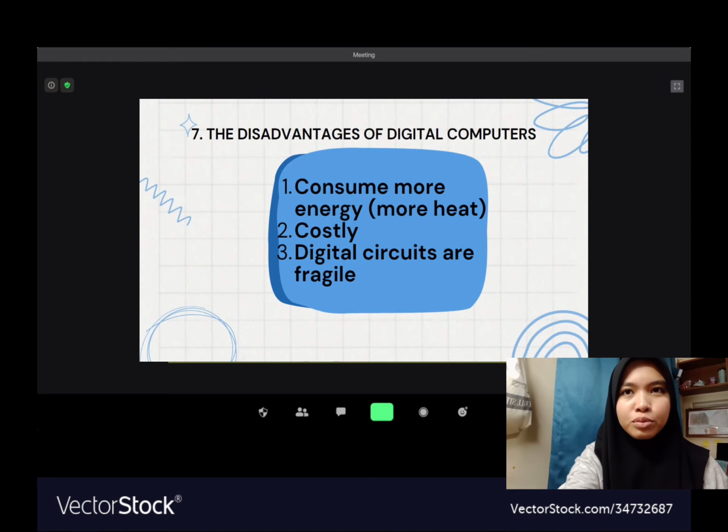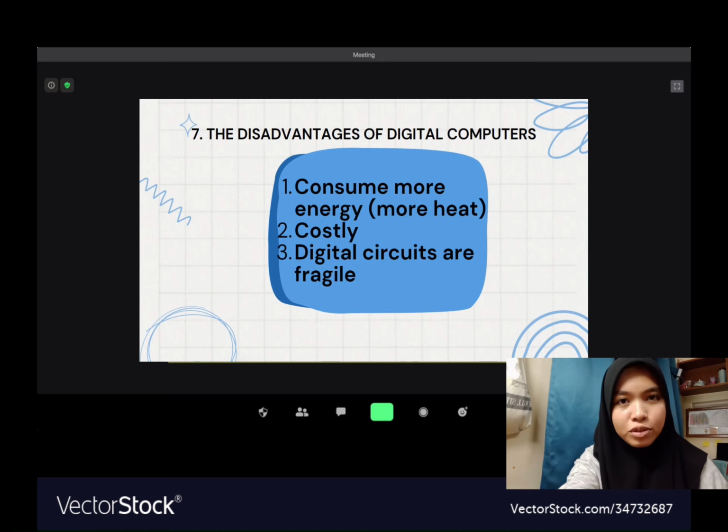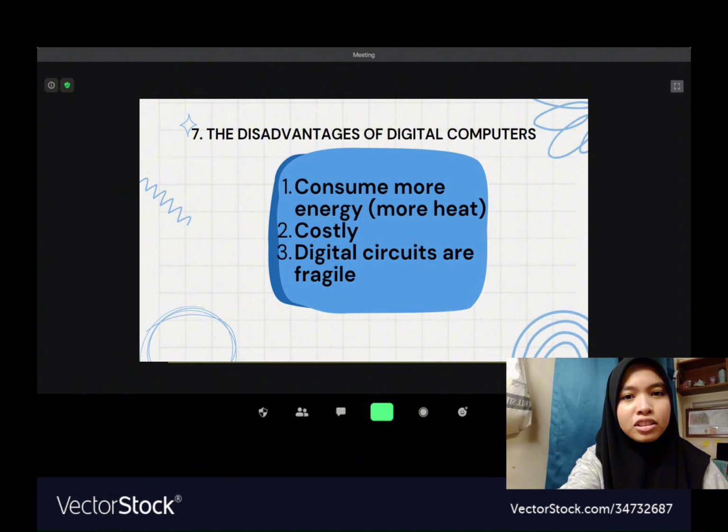Next, I'm going to tell you about the disadvantages of digital computers. The first one, it consumes more energy. When it consumes more energy, it generates more heat as well. The second one, digital computers are costly. Why is it costly? It is because the digital circuits used in digital computers are more expensive. The third one, digital circuits are mostly fragile.